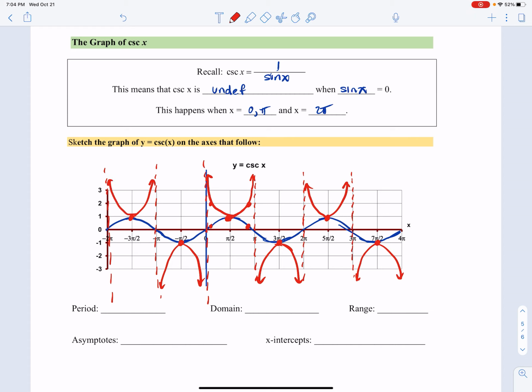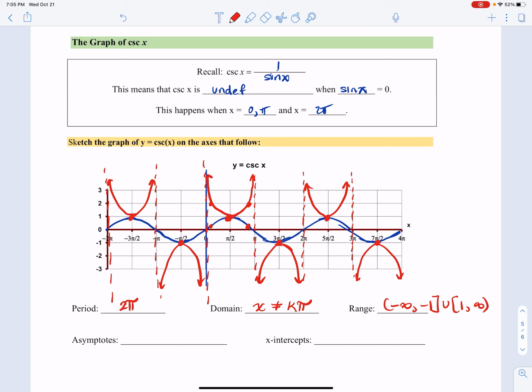So the period is still 2 pi because it follows the graph of sine of x. The domain is basically anything except for the integer pi's. Remember, 0 is an integer, so that is included there as well. The range, that's a little funky. Anything that was on the graph of sine does not happen on the graph of cosecant. But notice, the 1's do. So the range is broken up into -∞ to -1, also 1 to infinity. Remember we put a union there to show that they're both part of the range.